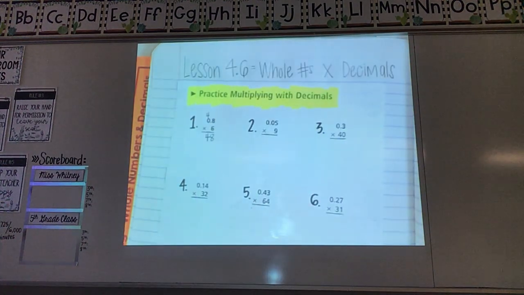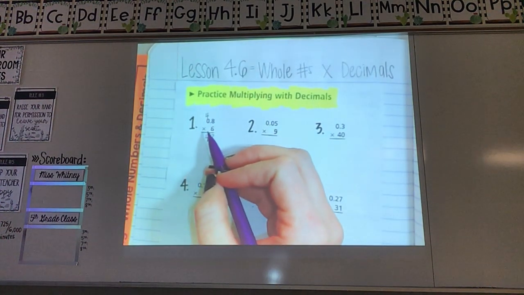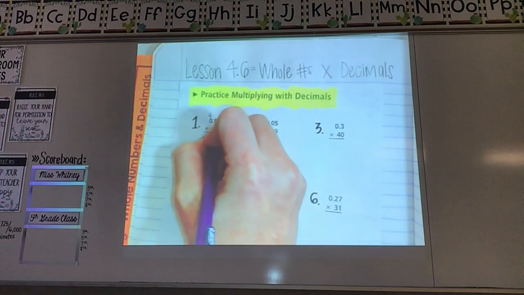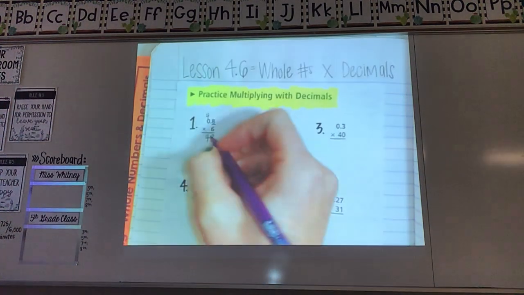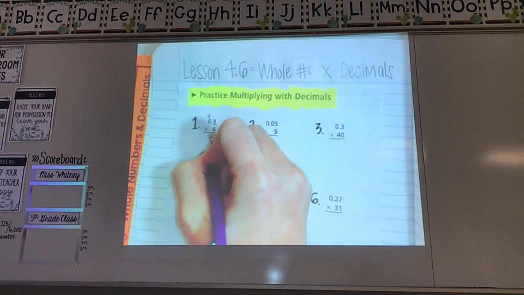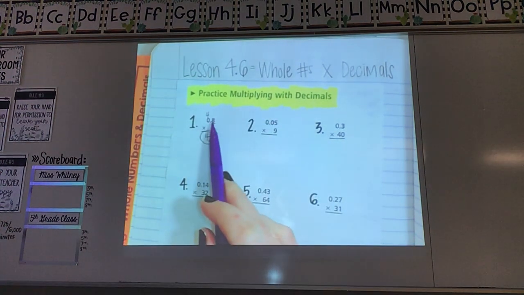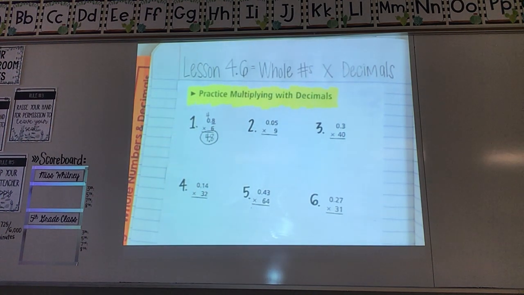All I need to do is decide where my decimal goes. So I'm going to look up in my problem. How many numbers are behind my decimal up here in my problem? Just one number. So that means in my answer, there should be one number behind the decimal. So if I want one number behind the decimal, I'm going to put it right here, 4.8. However many numbers are behind the decimal up here is how many should be behind the decimal down here. Let's try another one, and we'll get the hang of it as we go.